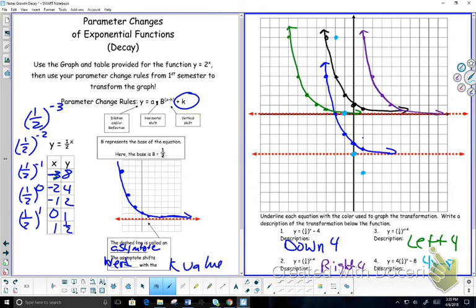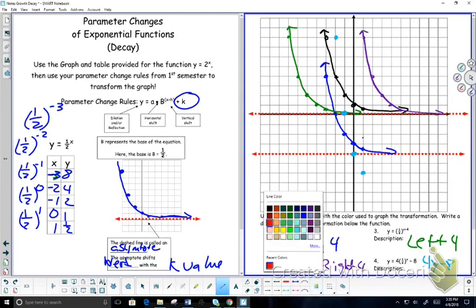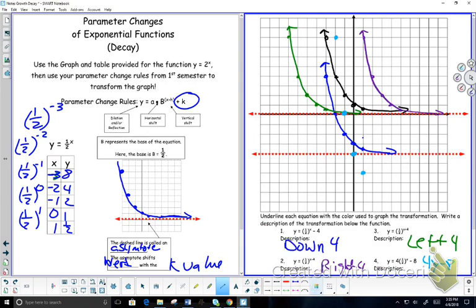Before I can draw this graph, I need my new asymptote. Anybody have any ideas where the new horizontal asymptote goes? Negative 8. Very good. How did you get that answer? Because this was minus 8. I need this so that I know how to draw this right half, because it's going to approach that.